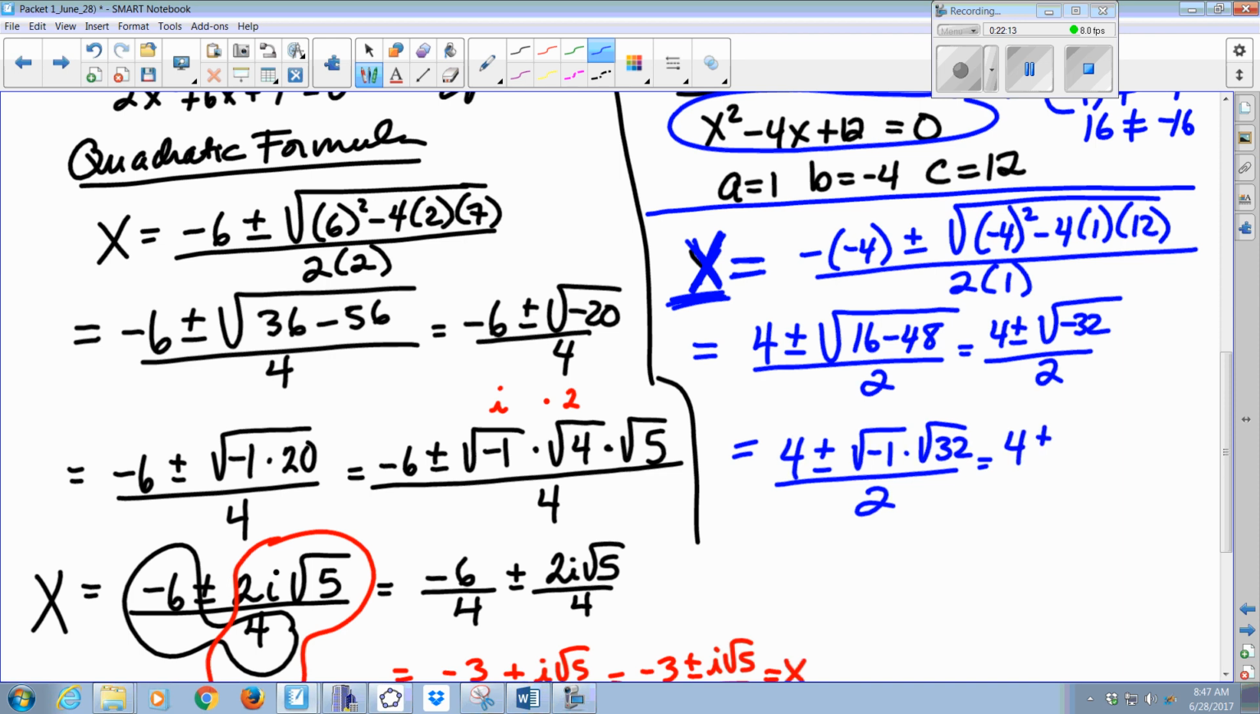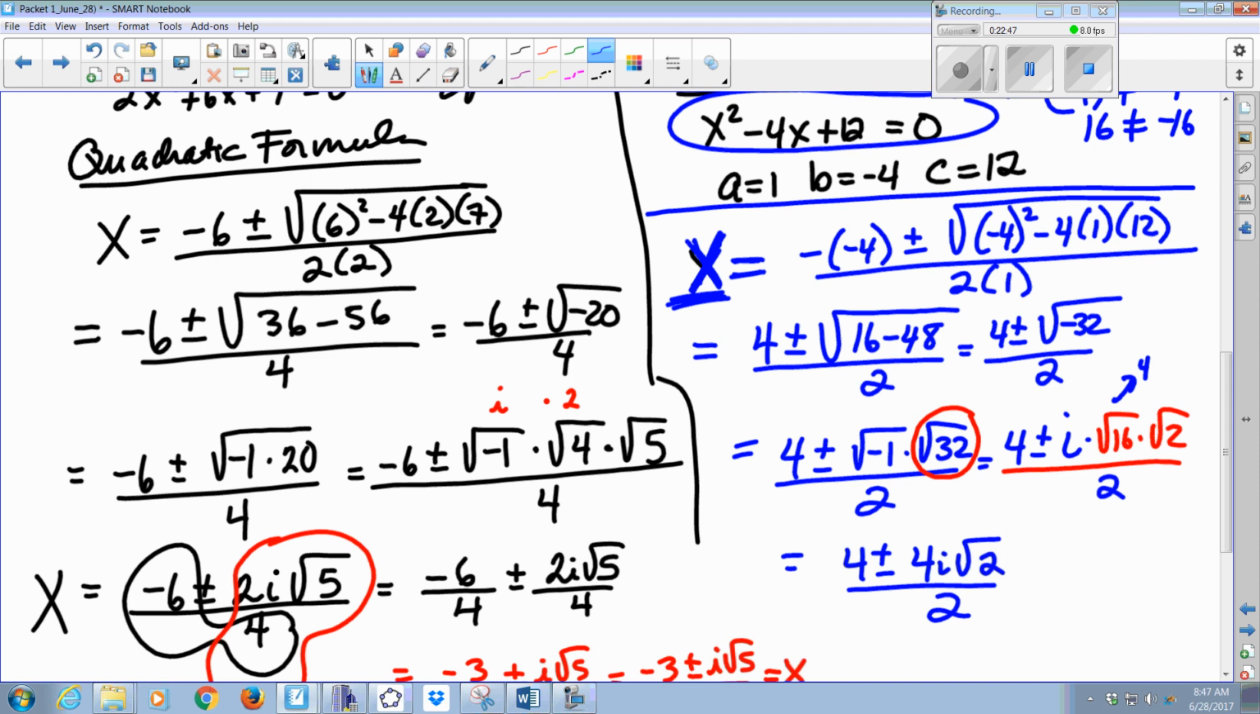And let's keep simplifying now. We know the square root of -1 is i. So let's simplify the square root of 32. Well, the biggest factor of 32 that's a perfect square is 16. So that's the square root of 16 times the square root of 2, all over 2. Equals 4 plus or minus, now the square root of 16 becomes 4. So this is plus or minus 4i times the square root of 2, all over 2. That's what x equals. That's the exact solution.